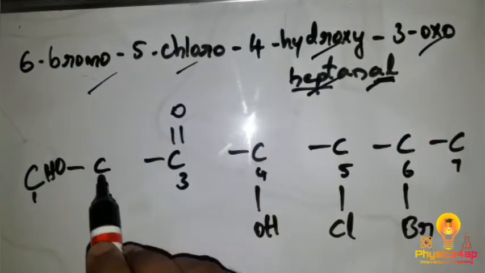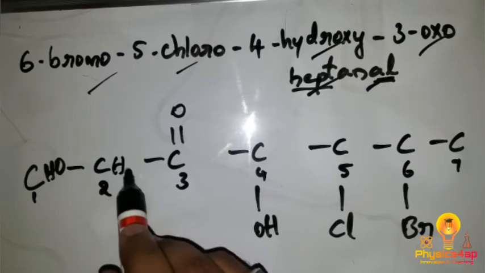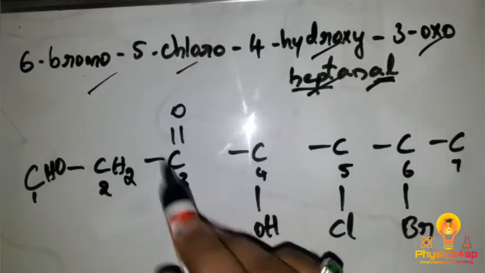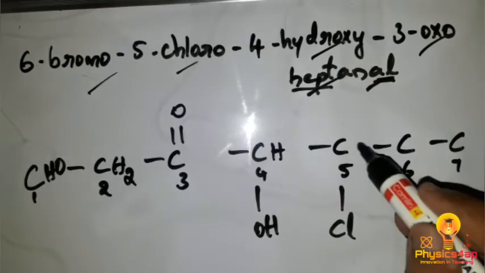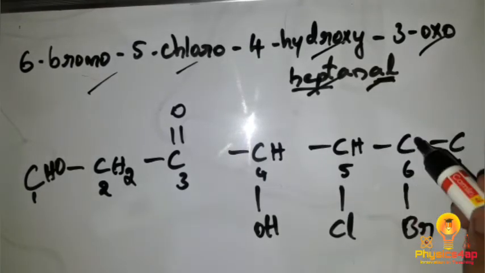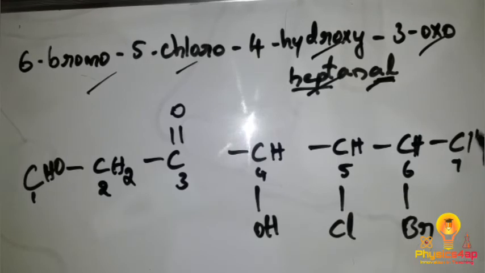Now it's time to fill up the hydrogens over here. So H2, 1 2 3 4. So completed. 1 2 3 4, 1 2 3 4, 1 2 3 4, 1 3. So this is the structure for 6-bromo, 5-chloro, 4-hydroxy, 3-oxo heptanal.